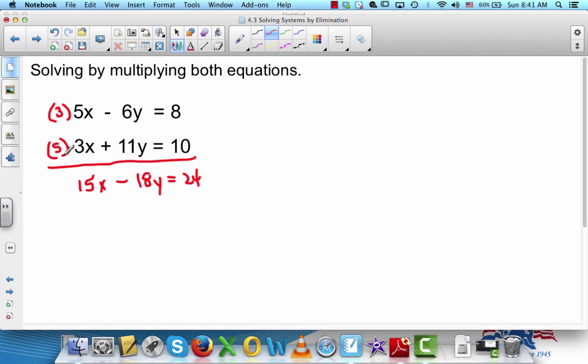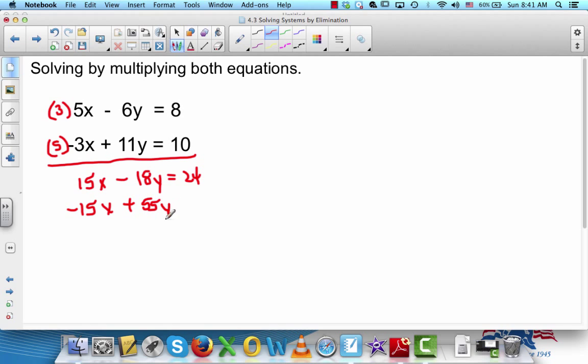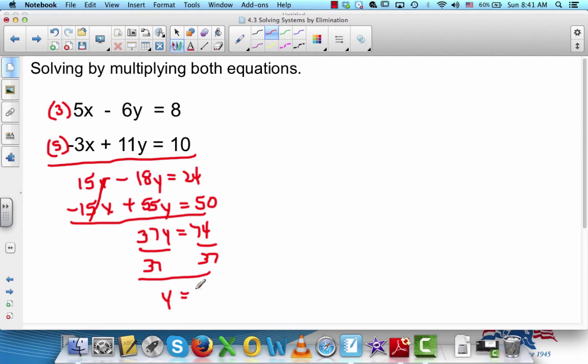Then we multiply 5 times negative 3. That gives us negative 15x plus 55y equals 50. Big numbers here, huh? So we go 15x and negative 15x, they cancel each other out. That leaves us with 37y equals 74. Divide by 37 on both sides. And we come down here and we have y equals 2.